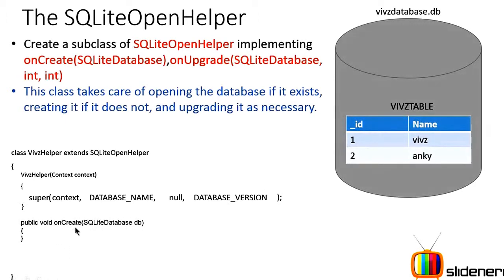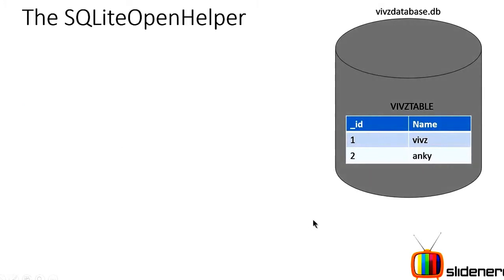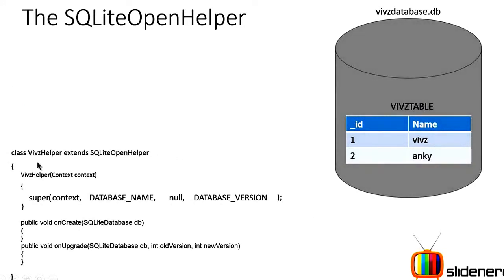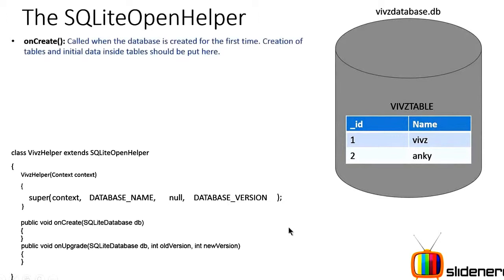So then we have the onCreate method that gets called. We'll take a look at exactly when this onCreate is called and what happens. And then there's the onUpgrade method that gets called. So let's talk about these things in a little more detail. So at this point what I have is something like this. onCreate is called when the database is created for the first time. Creation of the tables and the initial data inside the tables, if any, should be put inside the onCreate method. So in other words, you're gonna write the create table statement inside the onCreate method of your SQLiteOpenHelper.